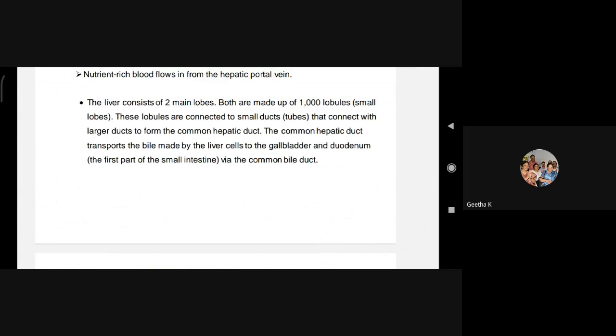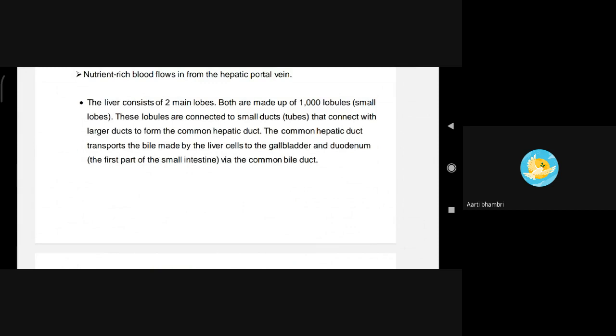this hepatic duct, and then the bile made by liver cells is stored in the gallbladder, and some part when needed is sent to the duodenum. Duodenum, please answer me, what is duodenum? We have already discussed. It is a part of the small intestine. Yes, very good. It's the part of small intestine, or we can say it's the smallest part of small intestine, or the first part of small intestine. Very good.